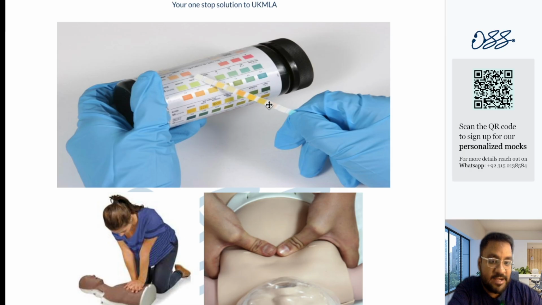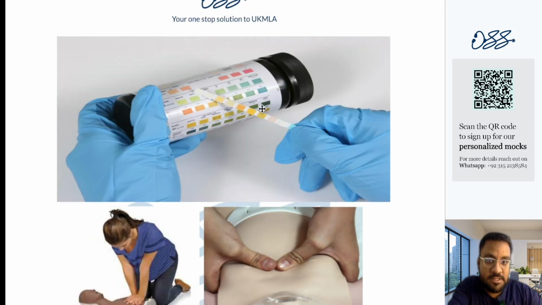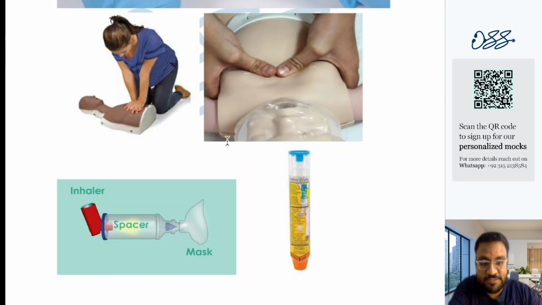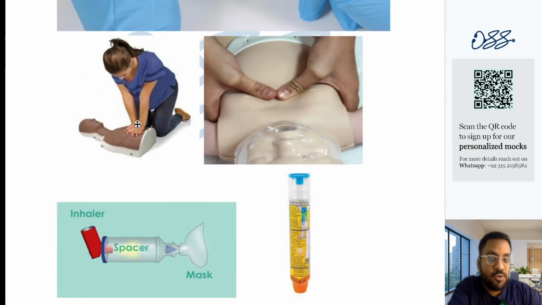So try to use that, try to handle it and show them that okay, this is the box and this is the strip that is given that needs to be dipped in the urine sample. Okay, and there would be other samples as well in the urine dipstick that you would have to use. And then you can see in the BLS, there would be a mannequin given in the adult BLS and in the pediatric BLS.